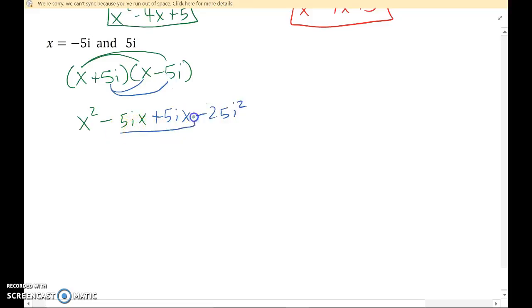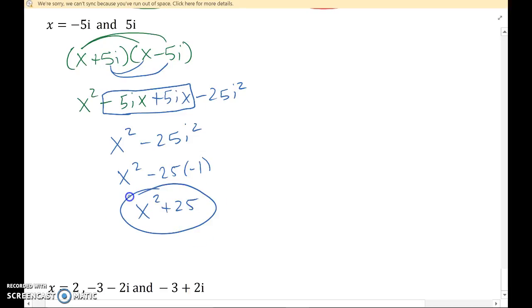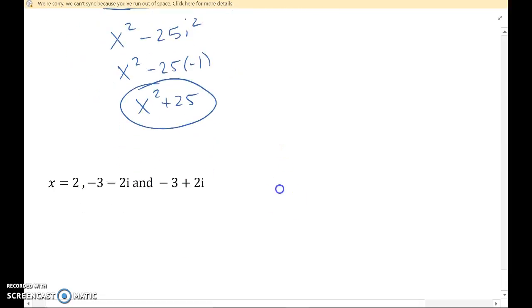And so our middle terms are the same, except one's positive, one negative, they'll cancel. And so we get x squared minus 25i squared. And again, remember that i squared equals negative 1. And so we get x squared minus 25 times negative 1, which is going to give us x squared plus 25. And so there's our polynomial with negative 5i and 5i as roots.